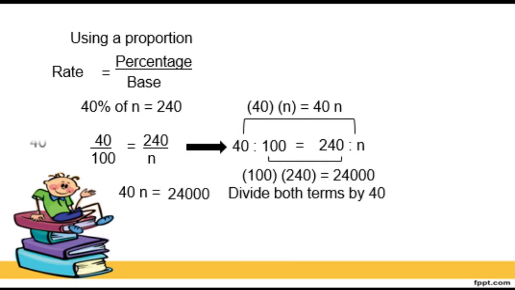Divide both terms by 40. And then that is equals to cancel 40 and 40, and then 24,000 divided by 40, cancel 0, so that will become 2,400 divided by 4. So the result is equals to 600. So again, the number or the base is 600.